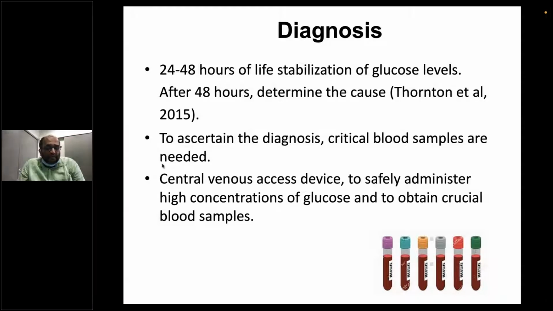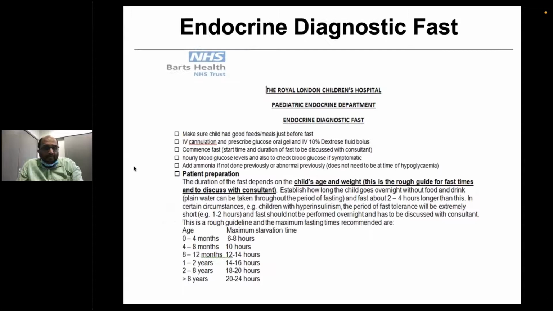It is really important to get the critical blood samples at the time of the hypoglycemia screen. Sometimes we need a central venous access device, especially for administering high glucose concentrations, but also to obtain crucial blood samples. So make sure that we take all the critical samples at the time of hypoglycemia. Next slide.